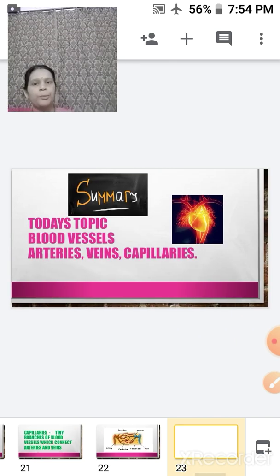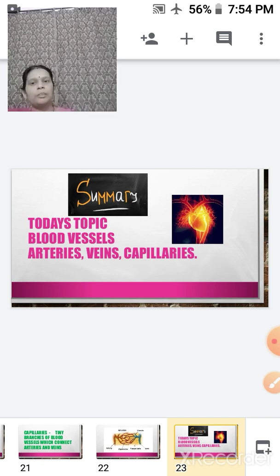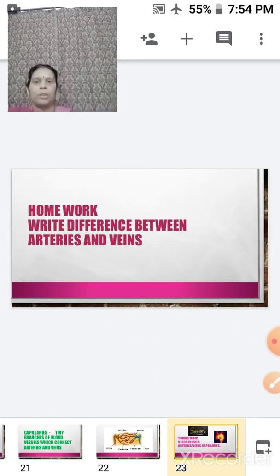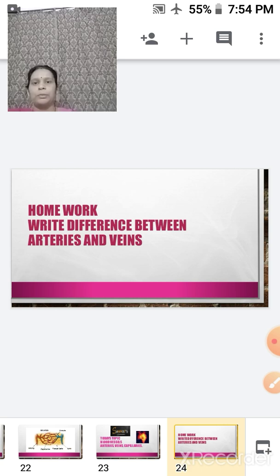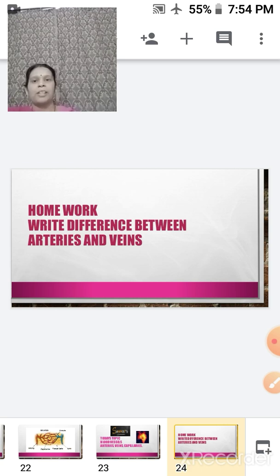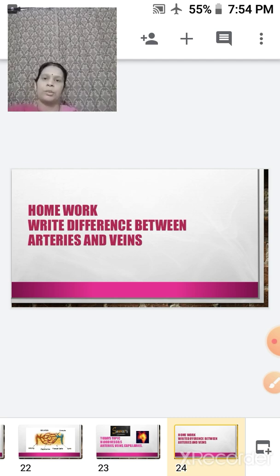I hope, children, you have understood today about the blood vessels that we studied. Those blood vessels were your arteries, veins, and the capillaries. Tomorrow we'll start with the heart. Here is a small homework for you: you will be writing the difference between the arteries and the veins. Hope you have understood the topic.